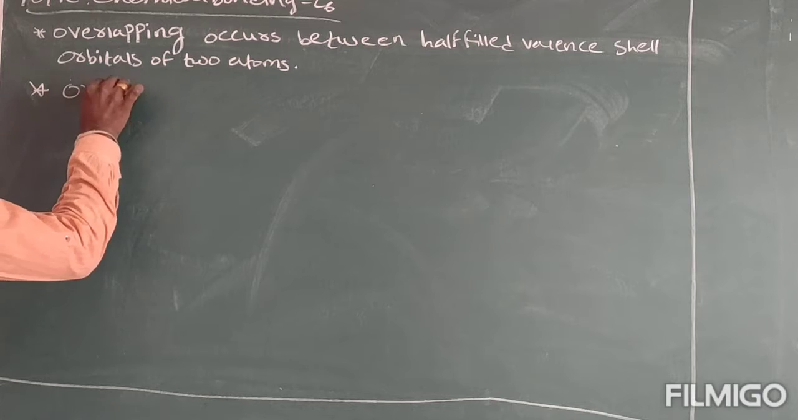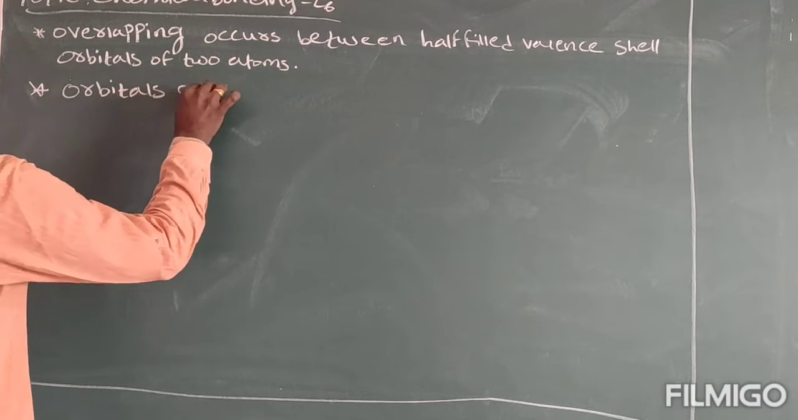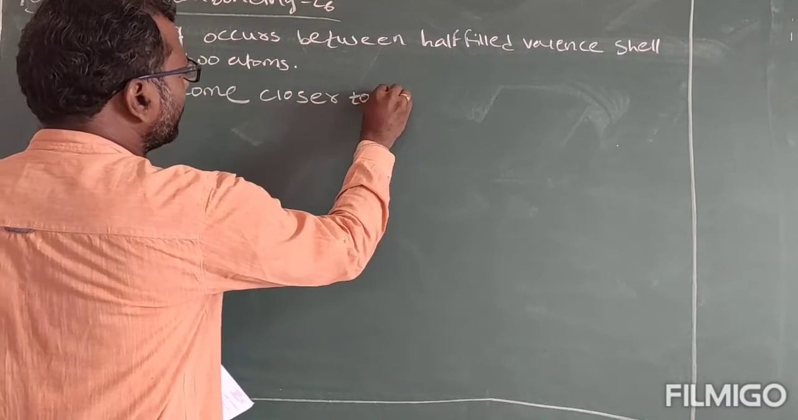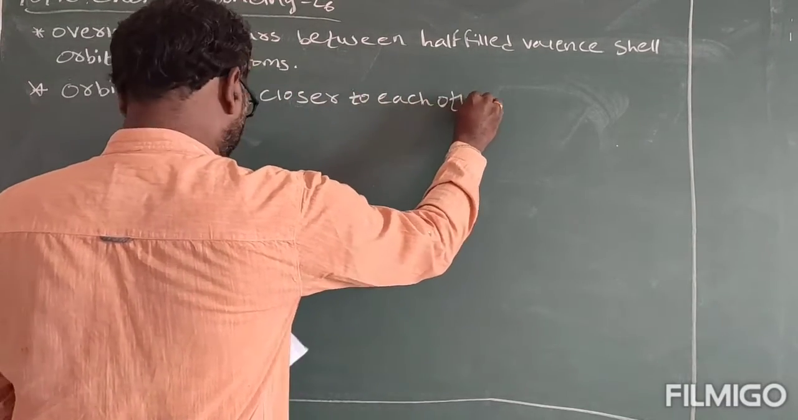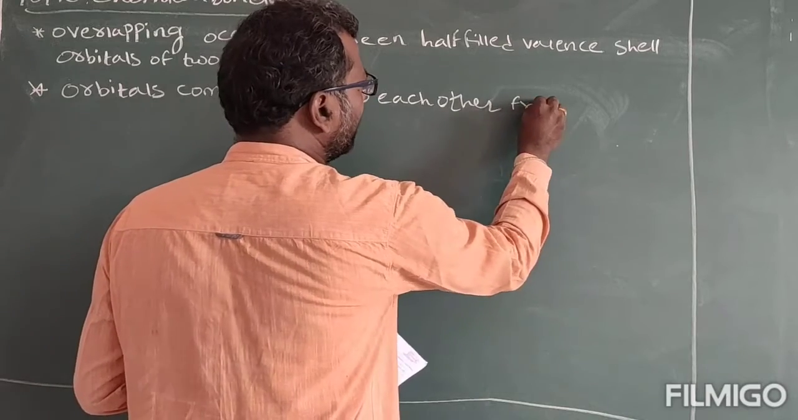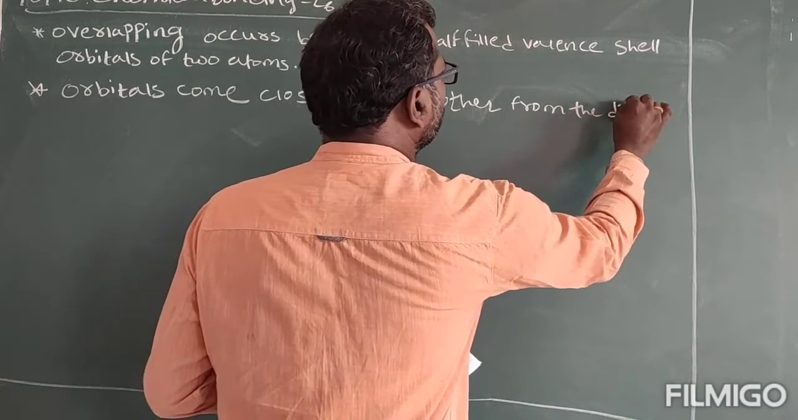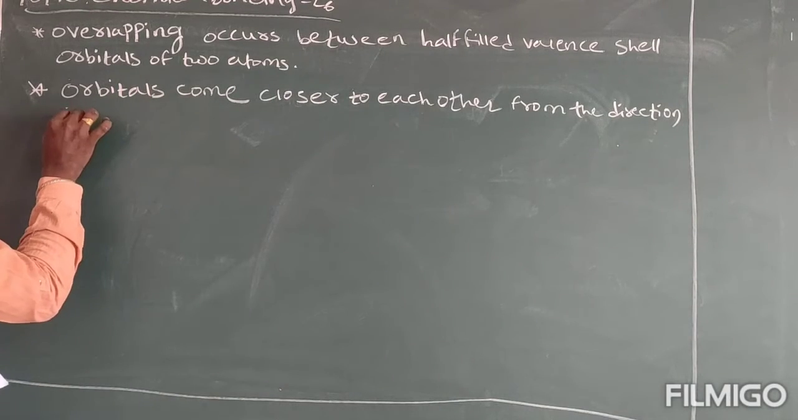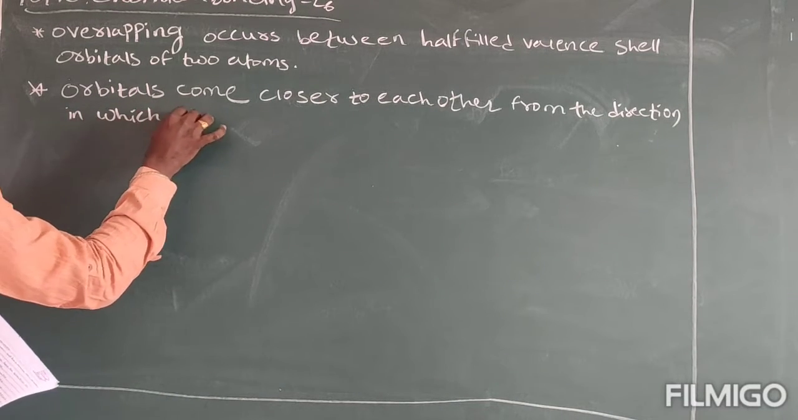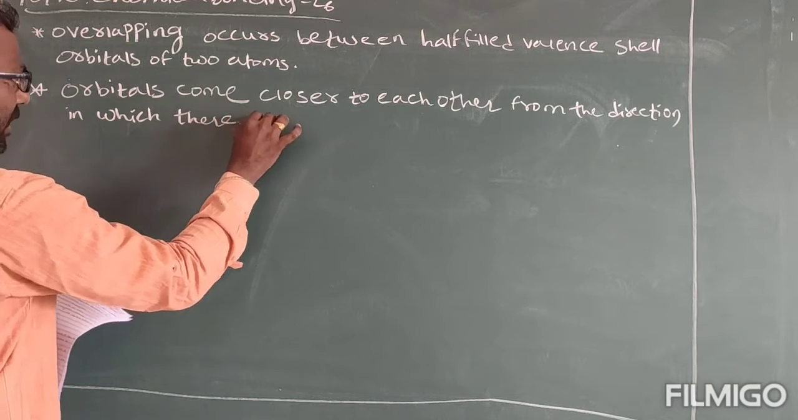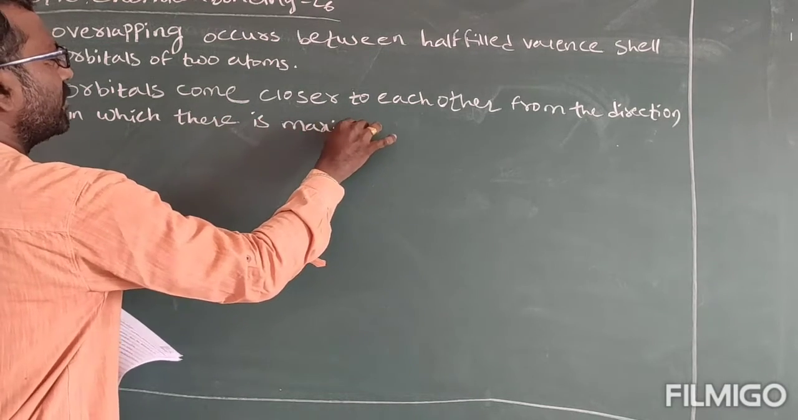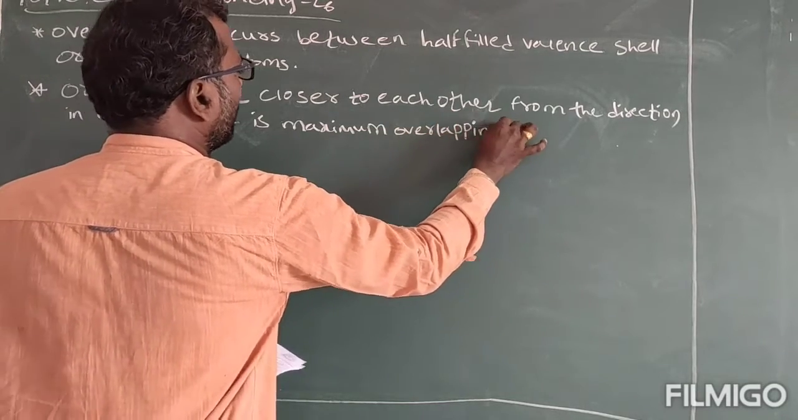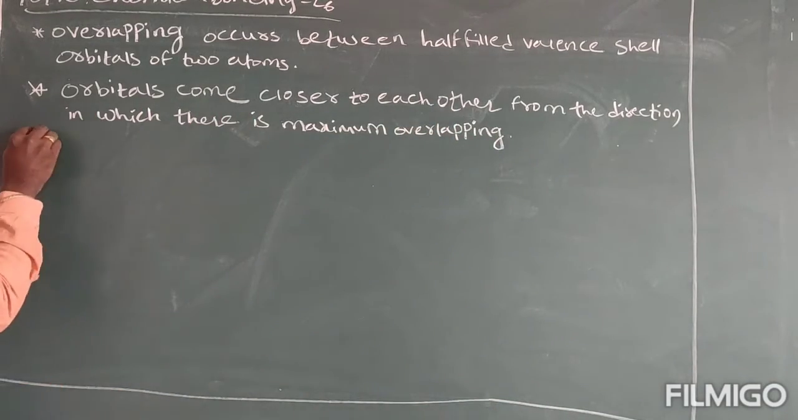Orbitals come closer to each other from the direction in which there is maximum overlapping.